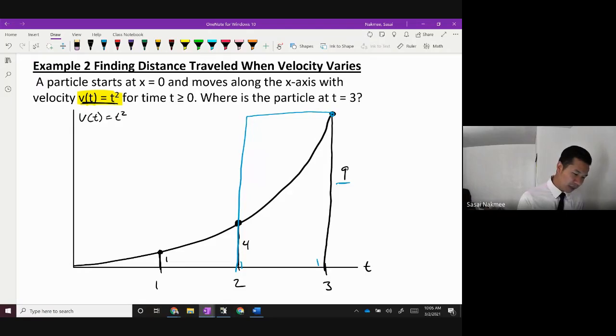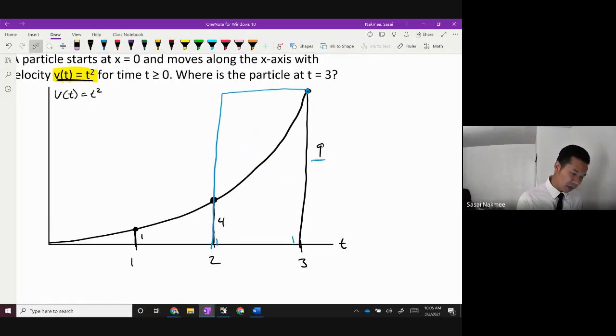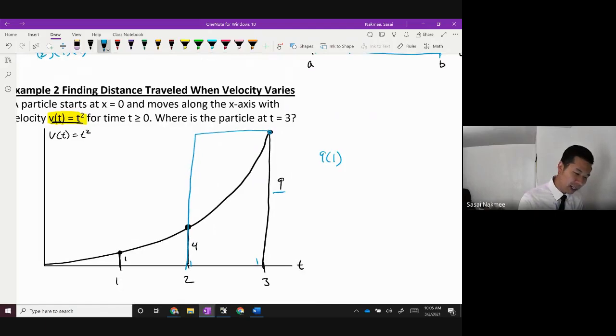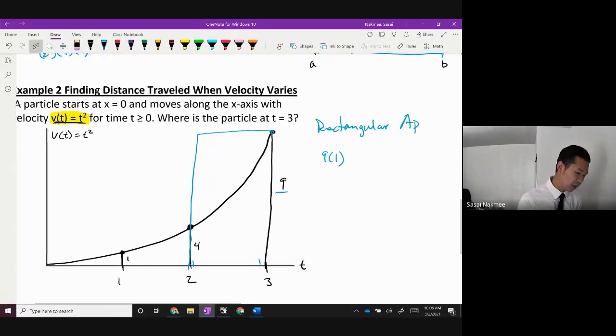This gives me this first rectangle that I've drawn right here, which would give me an area of 9 times 1. Now, of course, this is an overestimate. I have all of this extra area, don't I? But that's all it is. It's just an approximation. I'm writing out a rectangular approximation. I'm approximating the area underneath here so I can calculate how far this particle moves along the x-axis.